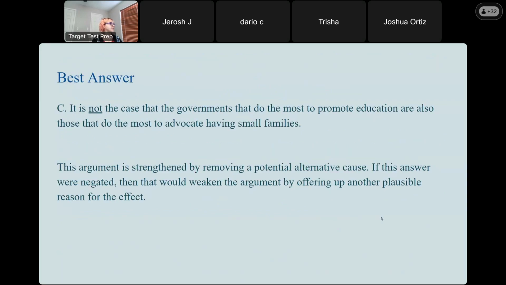Yeah, it is not the case. So this argument is strengthened by removing a potential alternative cause. If this answer were negated, then that would weaken the argument by offering up another plausible reason for the effect.